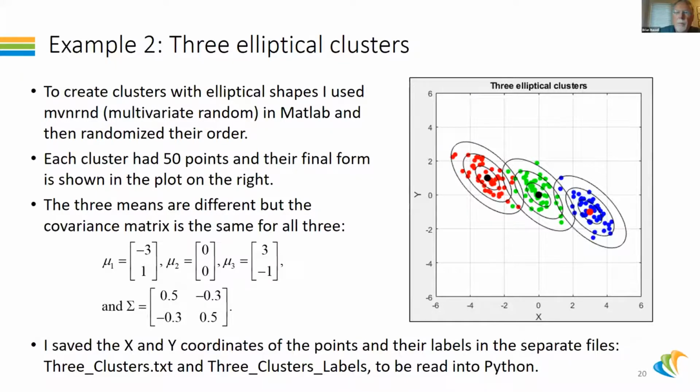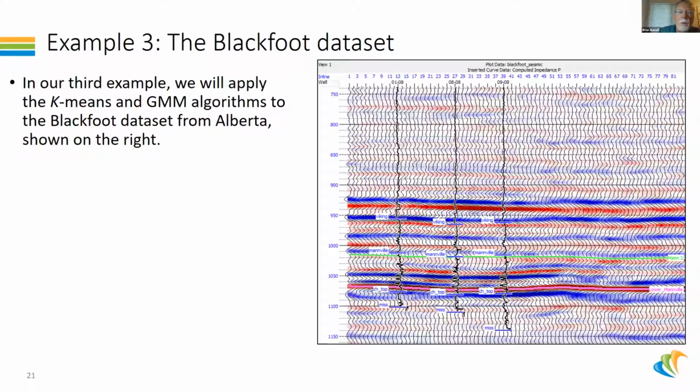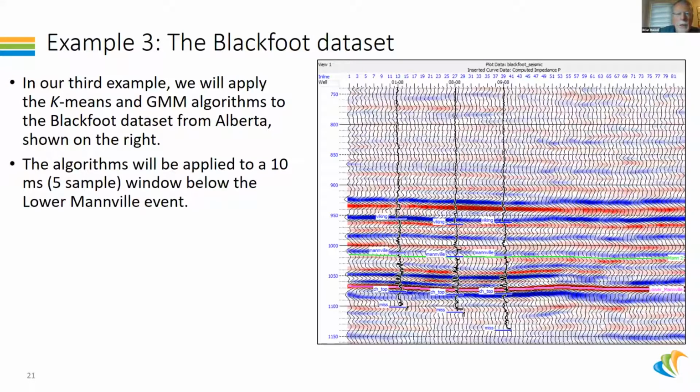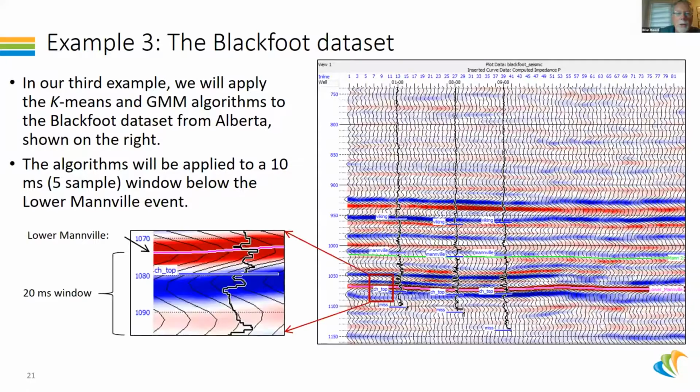All right. So in our third example, we're going to apply the k-means and GMM algorithms to the Blackfoot data set from Alberta. So here's one seismic line from the 3D volume. And I'm going to apply it to a 10 millisecond or 5 sample window. I could use a bigger window, but just to show the example, I decided to use a 5 sample window below the lower Manville event.